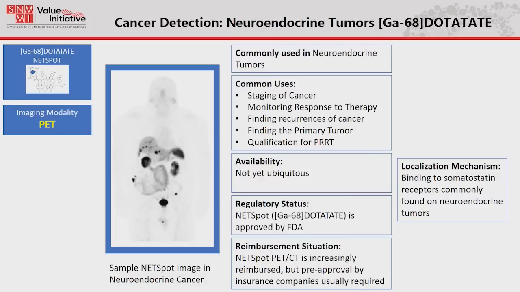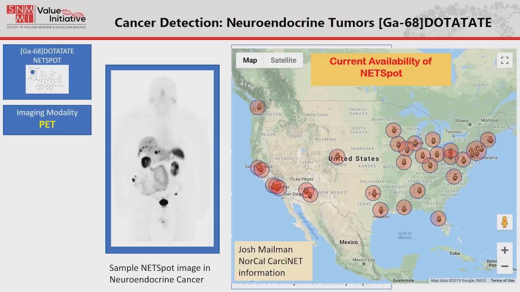It is approved. It is reimbursed, although you have to get pre-approval by insurance companies. It is not quite ubiquitous as far as availability is concerned, and I think this is a modification of something from Josh's website, where he has the sites where this is produced. His doesn't have little circles. I have little circles that define about a 1 hour radius around these, because it only has a half-life of about an hour, and you don't make much of it when you do a synthesis. So you have to be within one of those circles in order to get this, because it's not widely distributed. Okay, but the good news is it is available.